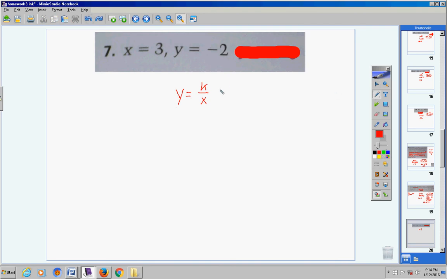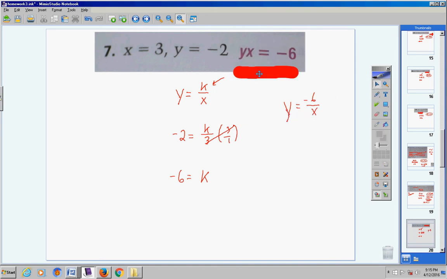I'm going to write an inverse variation equation. So the first thing I have to do is find k. So where the y is, I will substitute -2. Where the x is, I will substitute 3. Now the 3 is dividing the k, so to get rid of this 3, I'm going to multiply both sides by 3. If I multiply -2 times 3, I get -6. If I multiply this side by 3, the 3's would cancel, leaving you with k. So now that I know what k equals, I'm going to pick up -6 and put it in for k up here. So y equals -6 over x. Alright?